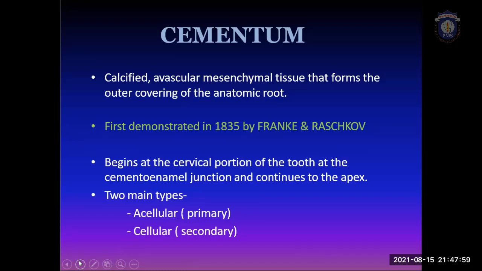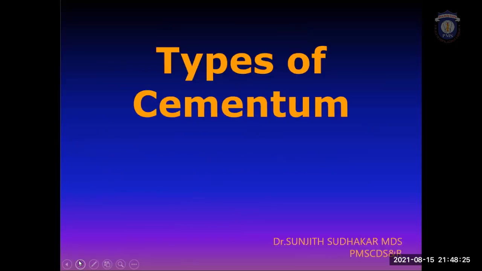Broadly, Cementum can be classified into acellular Cementum and cellular Cementum. The acellular Cementum is otherwise called primary Cementum, whereas the cellular Cementum is also called secondary Cementum. In today's class, we will discuss in detail the types of Cementum, how they occur, and why they are called so. I am Dr. Sunjith Sudhakar, and today we will be discussing in detail the topic types of Cementum.